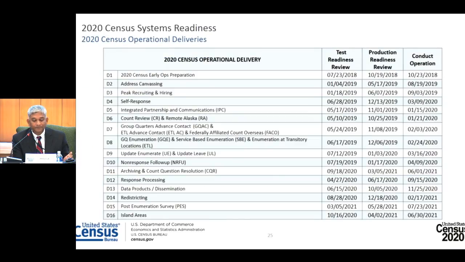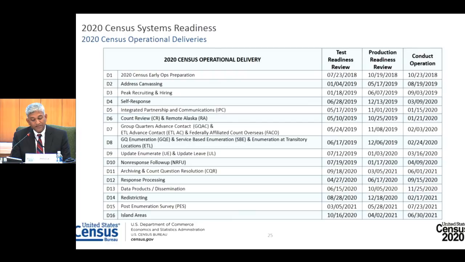Next slide. Let me now talk about the operational deliveries for the 2020 census. As we mentioned during the last PMR, based on lessons learned during the 2018 tests, we converted the original 4 releases we planned for 2020 census into 16 operational deliveries of systems, including an operational delivery each for island areas and post-enumeration survey. The table on the screen shows the 16 operational deliveries and the associated test and production readiness review dates, along with the conduct operation dates.